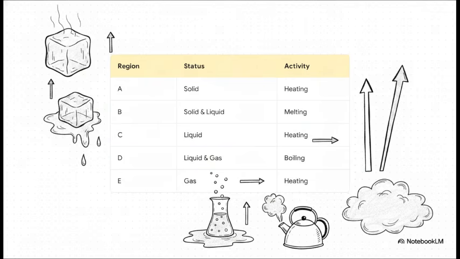Region A is sloped, so it's just solid ice heating up. Region B is our very first plateau. It's melting, so solid and liquid coexist here. Region C slopes up, meaning it's just liquid water getting hotter. Region D is the second plateau. It's boiling, so liquid and gas exist together. And finally, Region E slopes up again, meaning it's entirely gas or water vapor getting superheated.